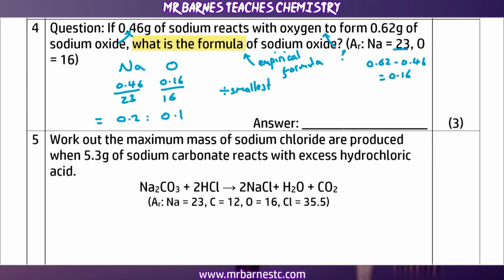I then divide by the smallest number, so divide both of those by 0.1. That gives me a ratio of 2 to 1, meaning my formula is Na2O.